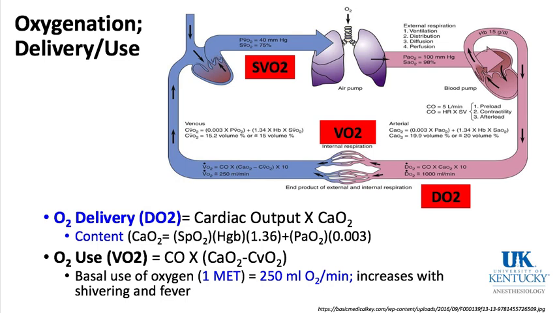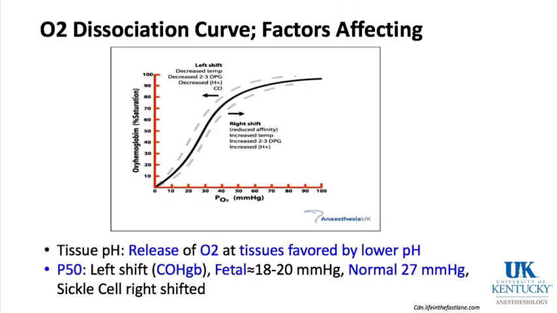So if someone has a basal metabolic rate of 1 MET, 250 mL of oxygen a minute, but their temperature goes up or they start shivering, you could see how their oxygen use would go up dramatically, and then you'd have to deliver more, usually by increasing cardiac output.